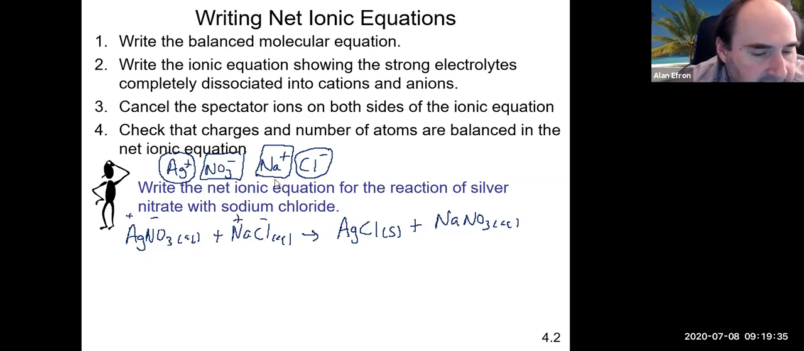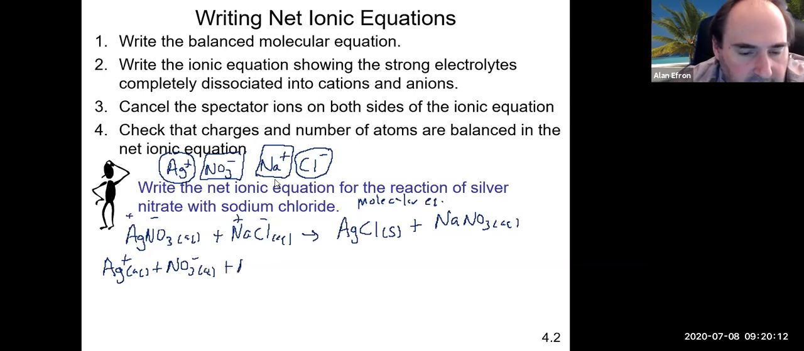We want to make sure that it's balanced. So I have one silver on the left, one on the right, one nitrate on the left, one nitrate on the right, one sodium on the left, one on the right, and one Cl on the right. This is our molecular equation, balanced. We now can write a total ionic equation by breaking apart our strong electrolytes, which is basically our ionic compounds. So our silver nitrate will again break apart into a silver ion plus a nitrate ion.